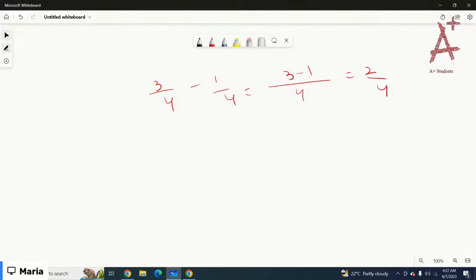So you can divide them by a common number, that would be 2. So it would be 1 over 2. Got it? So the correct option is 1 over 2.